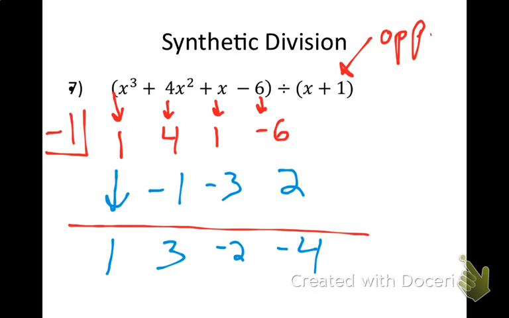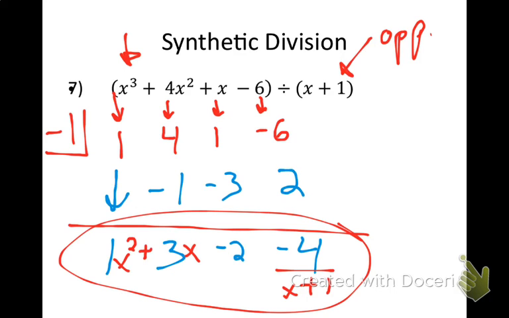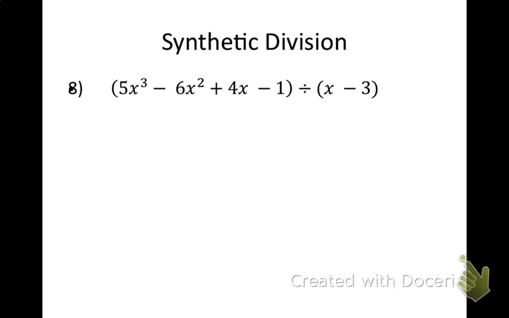Then I added my variables. If I started with x cubed, that means I'm really going to start down here with x squared plus 3x minus 2. If I have something here, that's my remainder. That's synthetic division, using just the coefficients. That's a whole lot easier. It can be. It is a lot better.